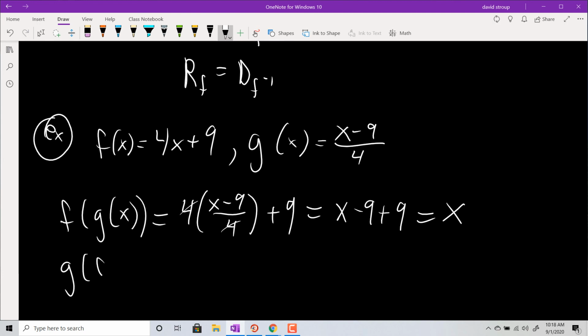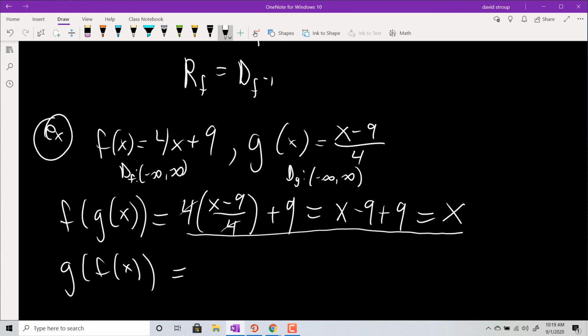The other one is g of f of x. Of course, this will work for all x's in the domain of g. The domain of g is all real numbers, and there are no issues with division by 0. The domain of f is also all real numbers. In the process we did for f of g of x, nowhere was it a problem to have any x value substituted in it. There's no division by 0, no roots.